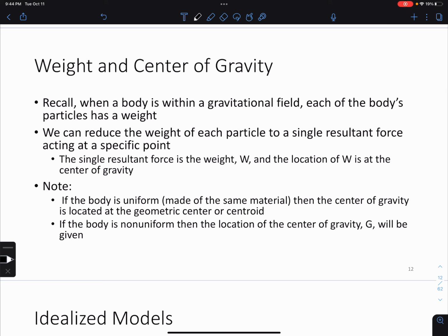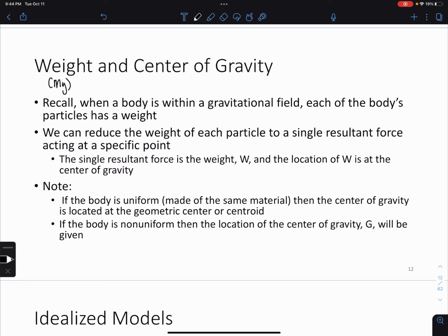One of the most commonly used external forces is weight due to gravity. And so we're going to have to know how to calculate the weight, which is mg, and also where the center of gravity of an object is. When a body is within its gravitational field, every single particle that constructs that body has some weight associated to it. What we're going to do as engineers, because we're going to simplify these problems, is reduce the weight of each and every particle acting in the system to a single resultant force acting at a specific point, and that specific point is going to be the center of gravity.